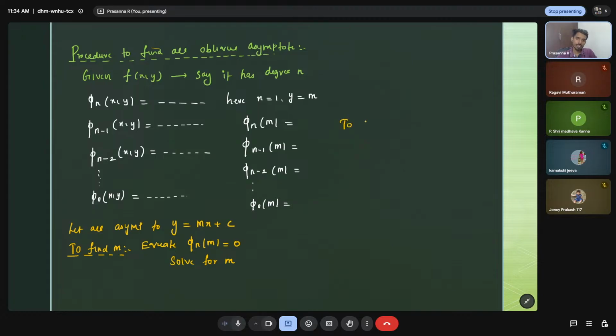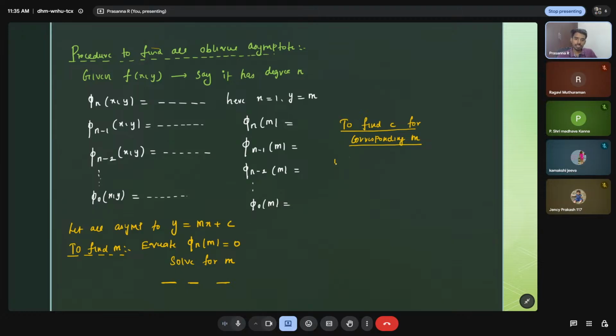Now to find c for the corresponding m. Let us say you are getting 3 m's. For each m you need to find c.